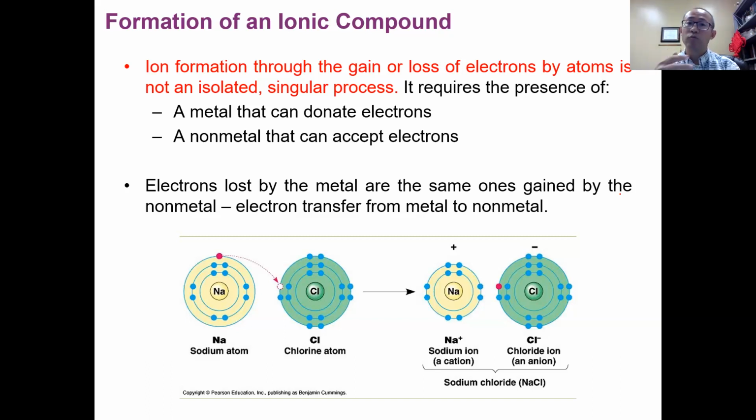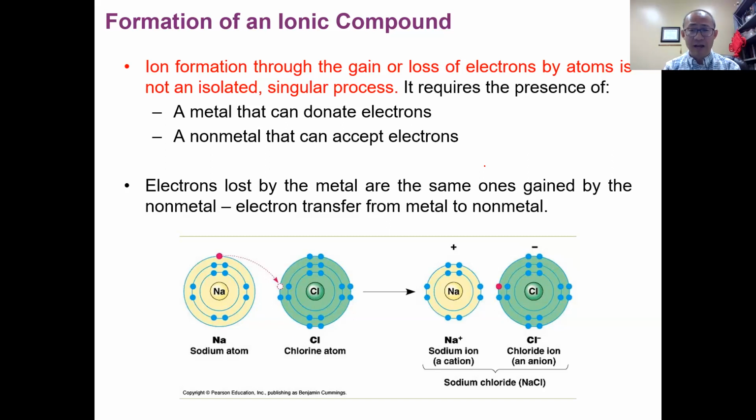atoms will lose or gain electrons to become ions. And then let's take a look at the formation of compounds in this chapter called ionic compound. What is the formation of it? How do we get ionic compound? One thing we didn't mention earlier was the formation of ion. That means gaining or losing electrons are not isolated or singular process. That means you don't just lose one electron or you don't just gain one electron.